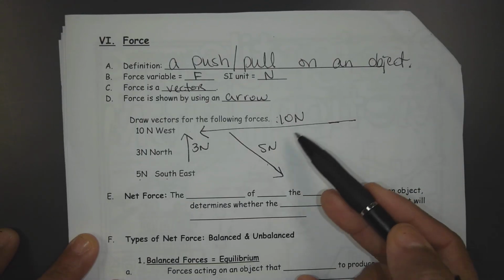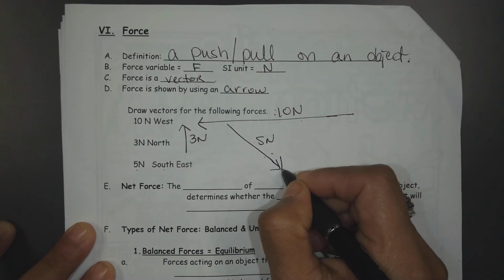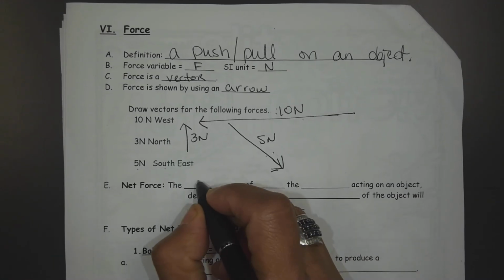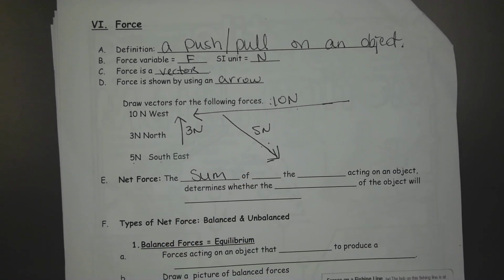It needs to be about half of that size, but yet pointing southeast direction. All right, because force is a vector. Vectors are represented by arrows. Now, the word net force is the sum. And you can find the sum by adding or subtracting. Pretty easy cheesy. We're going to do the same thing.